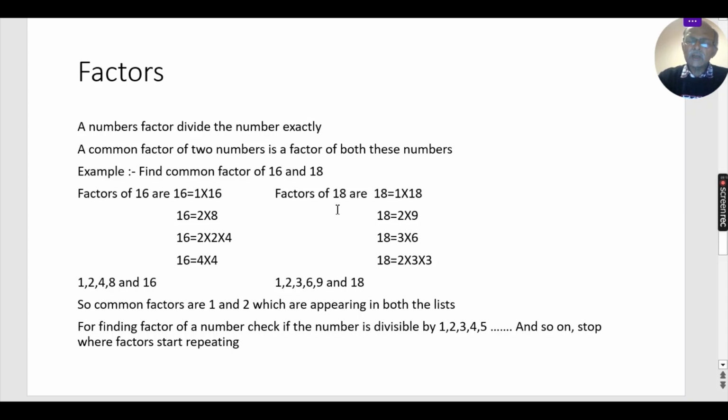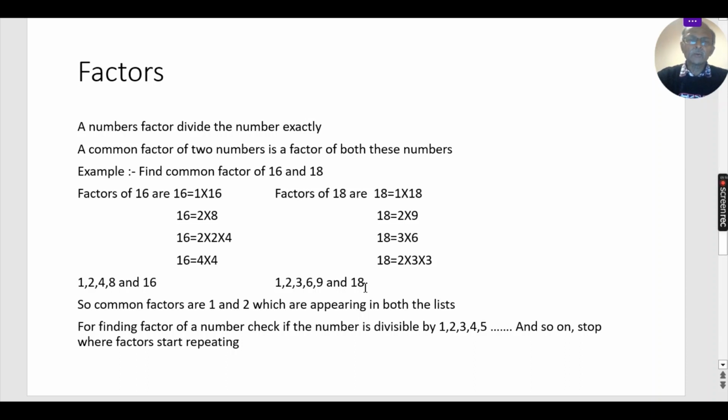Then similarly we find the factors of 18. 18 can be factorized as 1 into 18. It can be written as 2 into 9. It can be written as 3 into 6. It can be written as 2 into 3 into 3. Now the factors of 18 will be 1, 2, 3, then we have 6, 9 and 18. So the factors of 18 are 1, 2, 3, 6, 9 and 18.